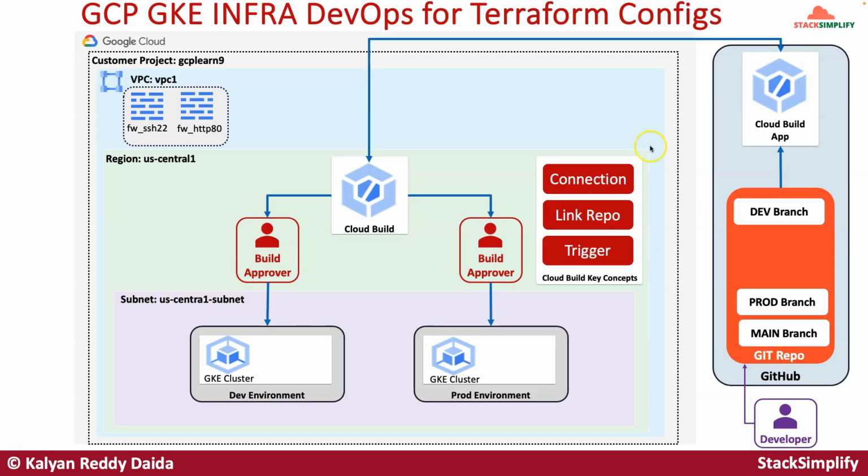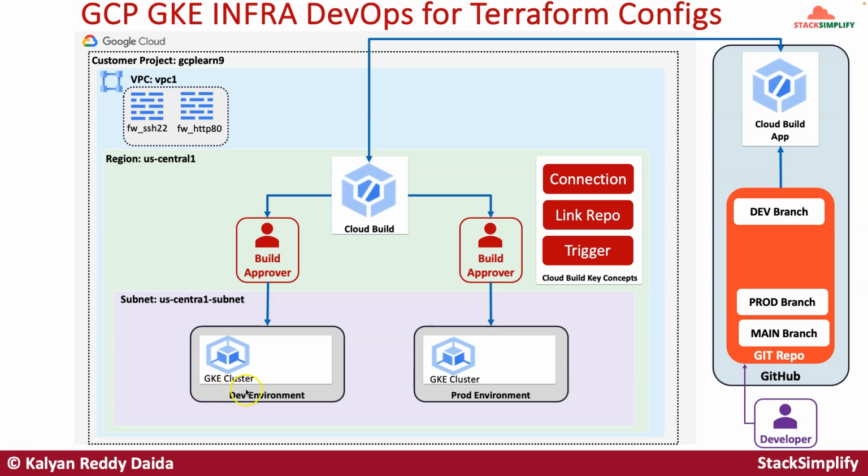Once that is done, we will implement GKE infra DevOps for Terraform configs. We have GKE-related Terraform code to create GKE Autopilot clusters, and for that code we will implement the DevOps pipelines using GitHub, Cloud Build, and also the Cloud Build app from GitHub Marketplace. Using these, we will create the base dev environment and prod environment using Cloud Build triggers, and there we'll learn about connections, linked repos, triggers, all these concepts.